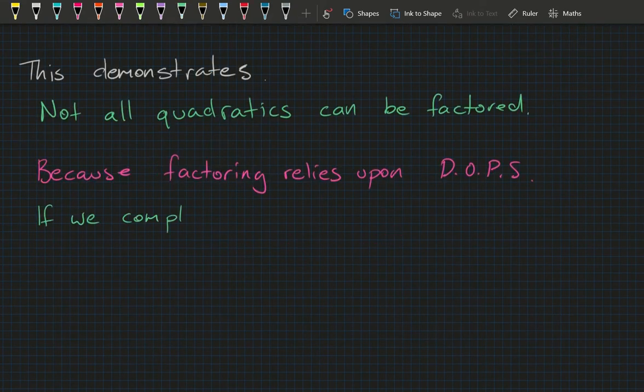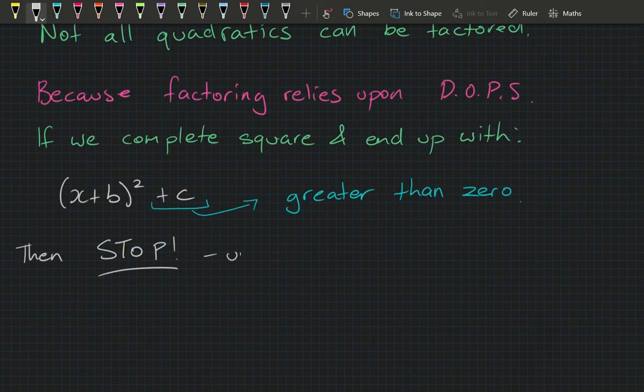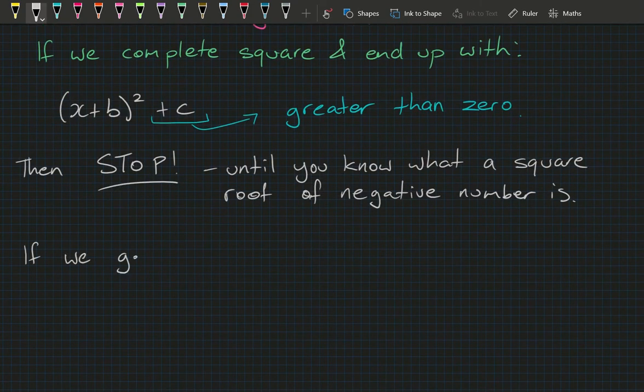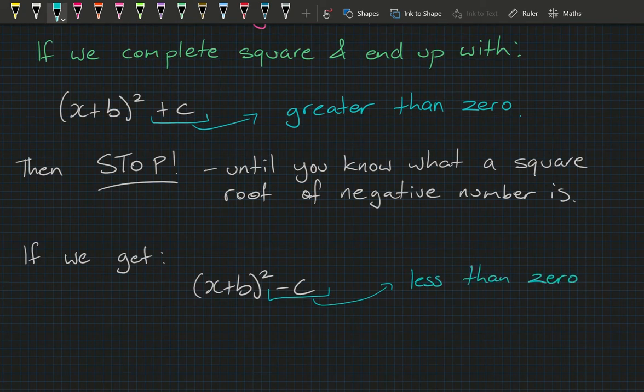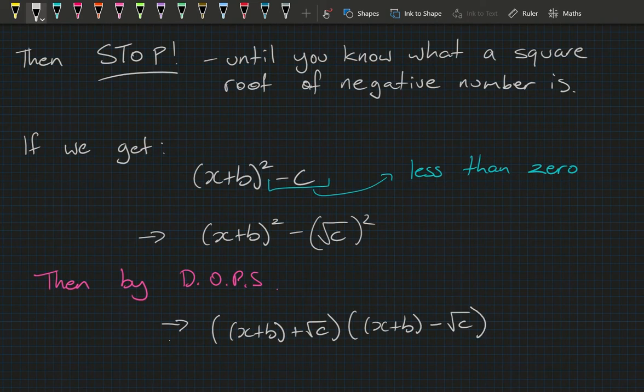So if we complete the square and then we end up with (x plus b) squared plus c, and this plus c is greater than 0, then you have to stop until you know what the square root of a negative number is. But if we get (x plus b) squared minus c, and minus c is less than 0, so in other words, the c is a positive number, right? That means that we have (x plus b) all squared minus (the square root of c) squared. And then by the difference of perfect squares, we can factor that as (x plus b plus the square root of c) times (x plus b minus the square root of c).